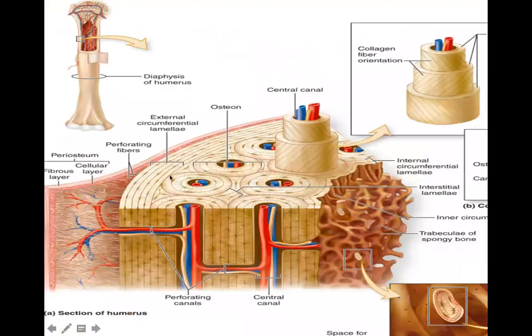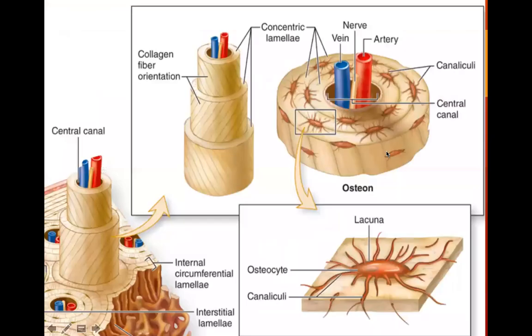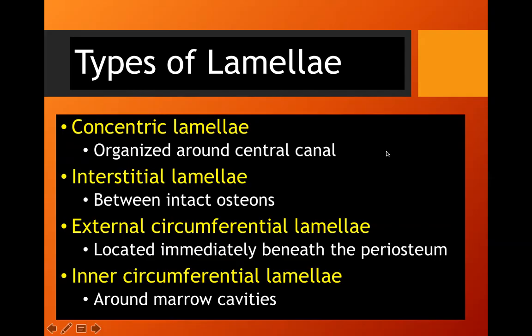Now, this one is the external circumferential lamellae, meaning they are found more on the outside. That's the term external. The internal circumferential lamellae are found in or near the marrow cavities. That's the term internal. Okay, so you have to take note of the different types of lamellae.